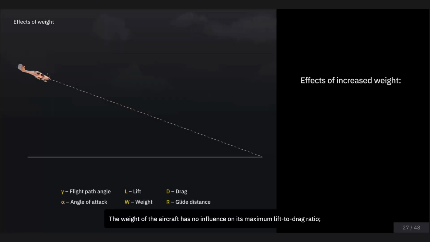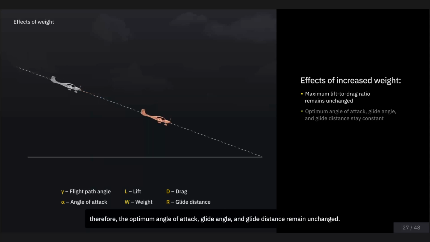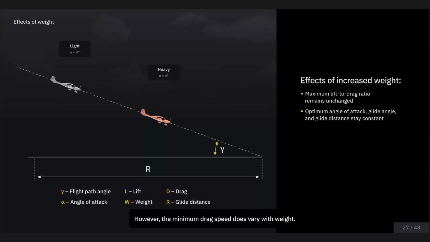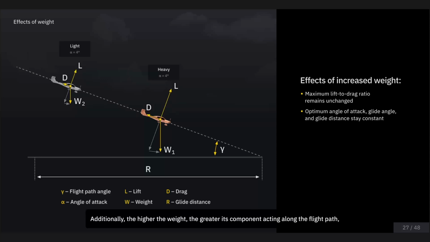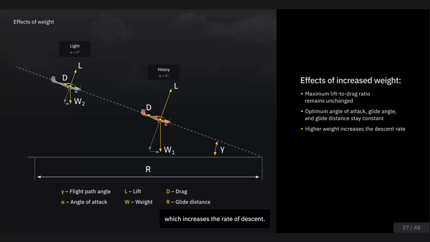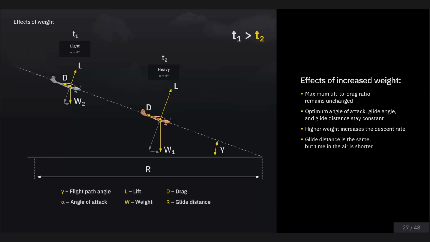The weight of the aircraft has no influence on its maximum lift-to-drag ratio. Therefore, the optimum angle of attack, glide angle, and glide distance remain unchanged. However, the minimum drag speed does vary with weight. Additionally, the higher the weight, the greater its component acting along the flight path, which increases the rate of descent. As a result, while the aircraft glides the same distance, it remains in the air for a shorter duration.